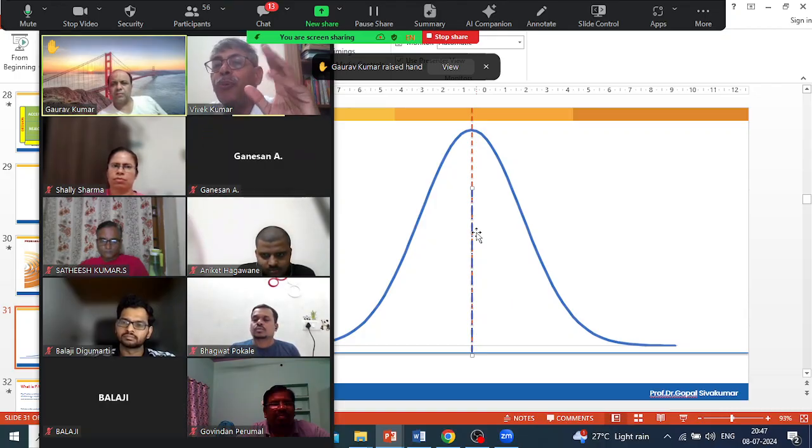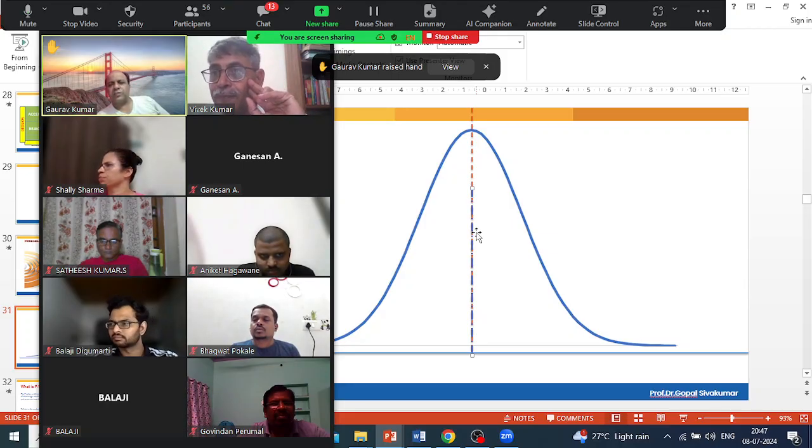You want to draw at 2.5 standard deviations away? Z value is 2.5. Okay, so it means that the Z value is equal to how many standard deviations it is.